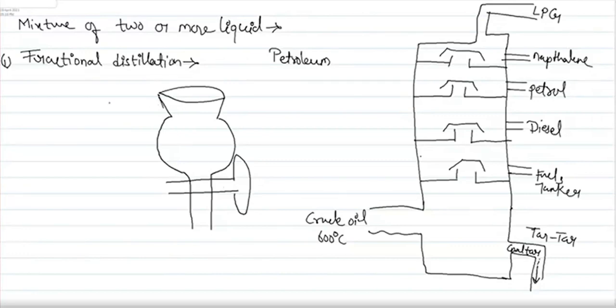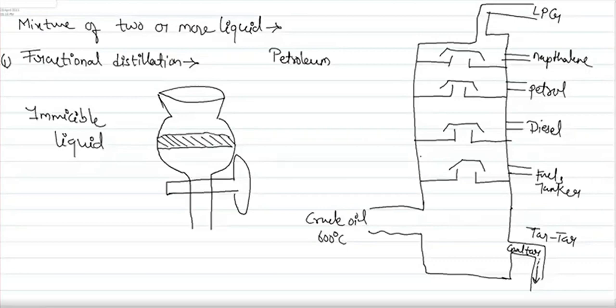If I have two immiscible liquids, meaning two liquids which cannot be mixed with each other and float on each other, then they can be separated here. If I have a mixture of oil and water, I put that mixture here. After some time the oil will float on the surface of the water, so the water will be at the bottom and the layer of oil will be at the top.